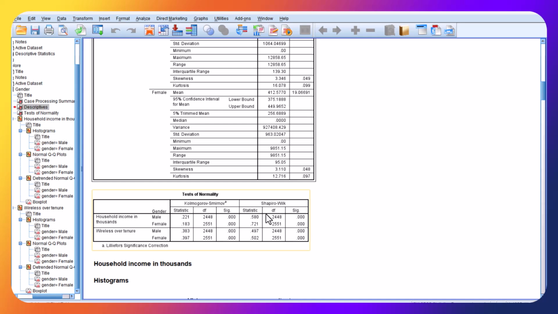If your p-value or significance value is greater than 0.05, you have to accept the null hypothesis, indicating that your data set is actually normally distributed. And if your significance value or p-value is less than 0.05, we have to reject the null hypothesis, and you have to conclude that your data set is not normally distributed in the population.